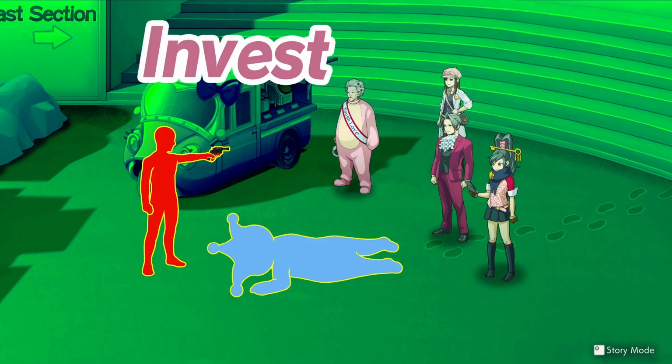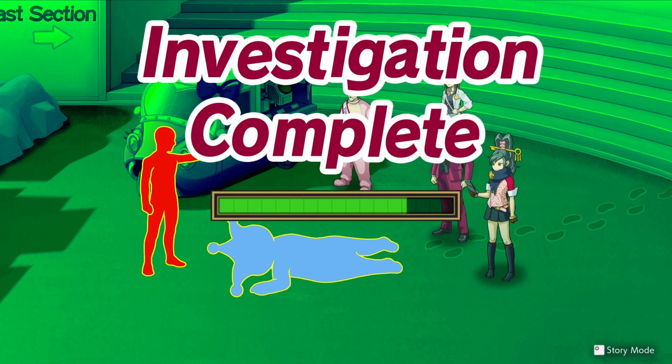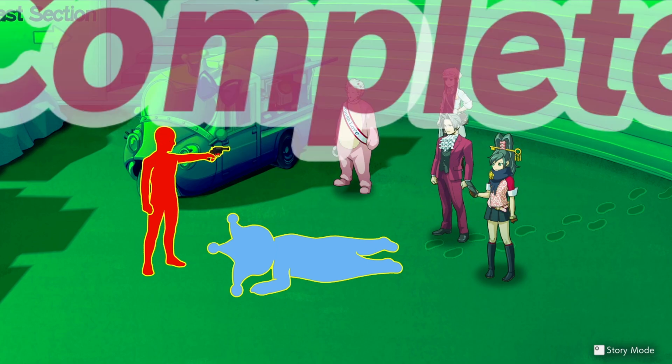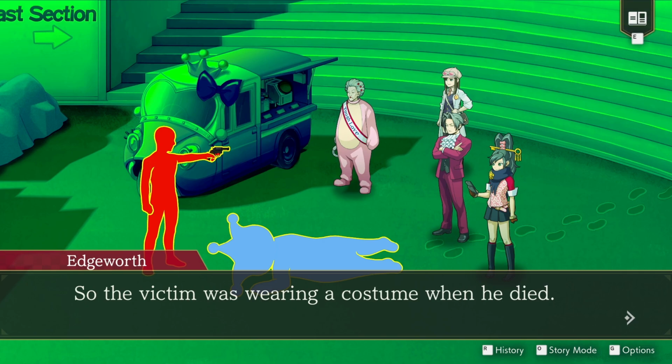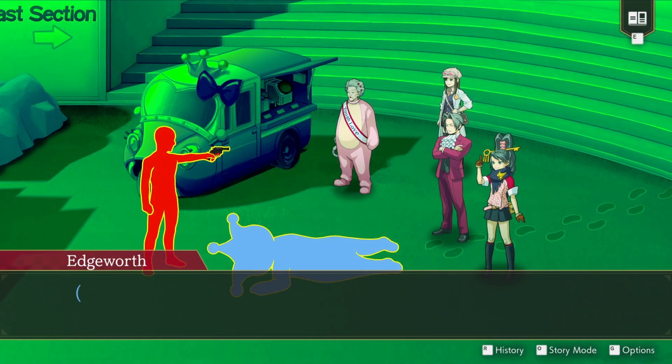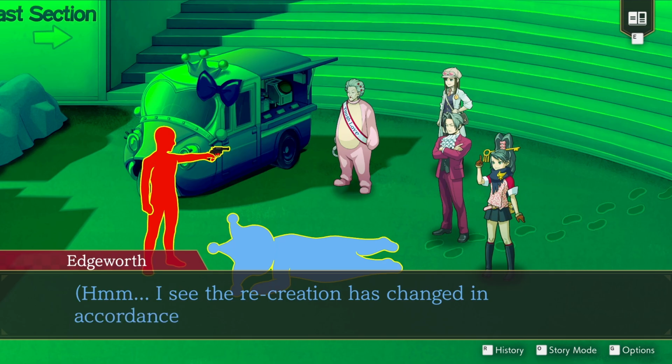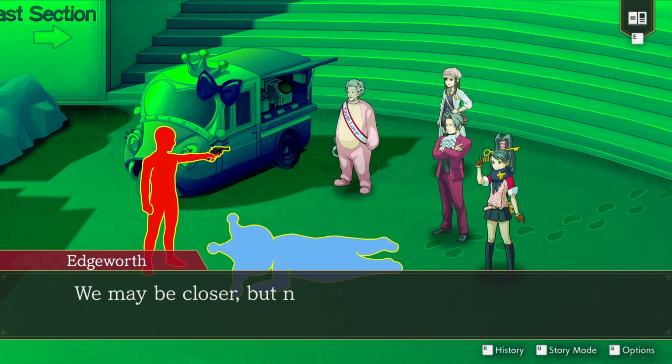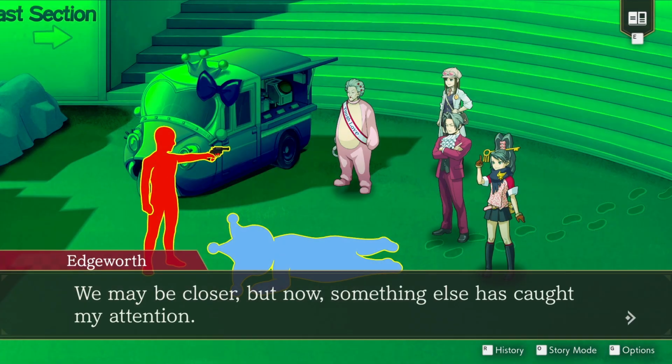That still doesn't make sense. It does not, but I'm glad we got our HP back. So the victim was wearing a costume when he died. And with that, we should be one step closer to the truth, right? I see the recreation has changed in accordance with the new information. Maybe closer, but now something else has caught my attention.